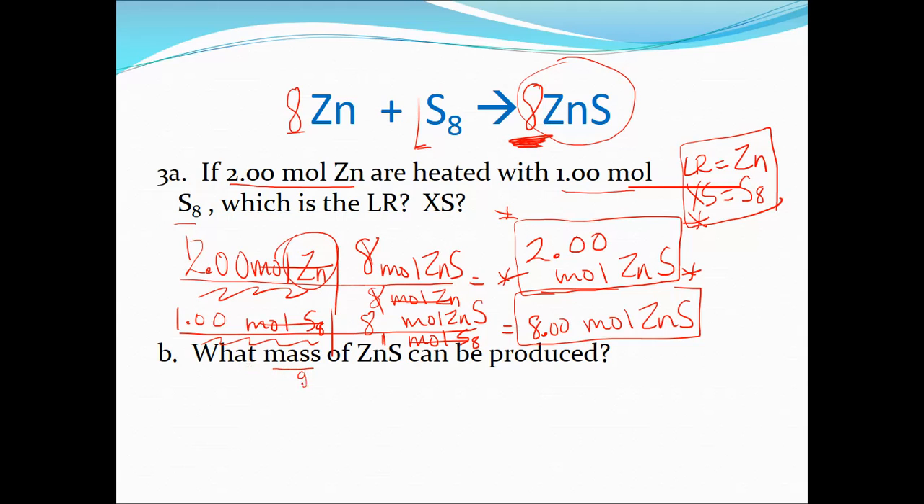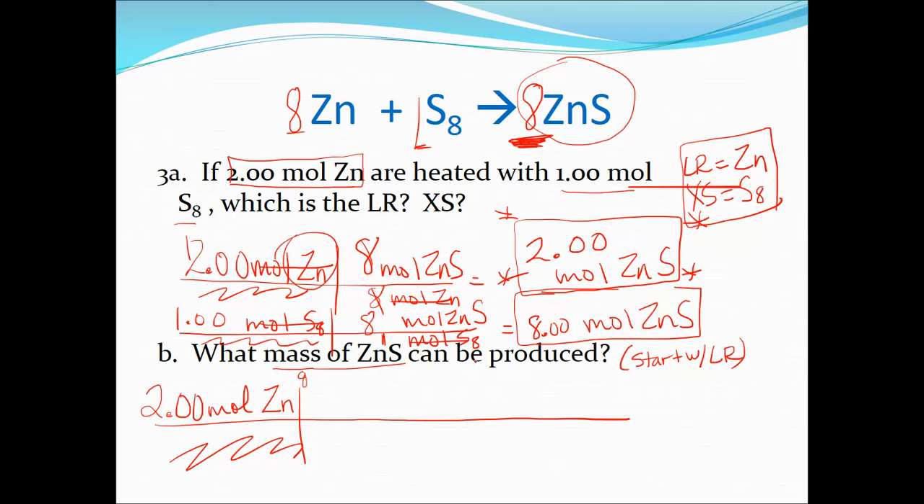What mass, remember mass is grams, of ZnS can be produced? Now recall that the limiting reactant is what determines how much product you can make. So if it wants to know what mass of ZnS can be produced, then you're going to have to start with your limiting reactant. And remember, we just found that in part A. So we figured out in part A that the limiting reactant was zinc. So let's look and see how much zinc they told us we had. In the problem, it said we had 2 moles of zinc. So that's going to be what you start with. 2.00 moles of zinc.